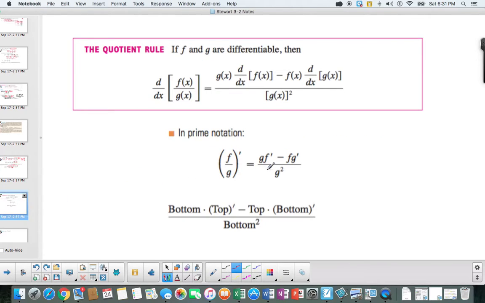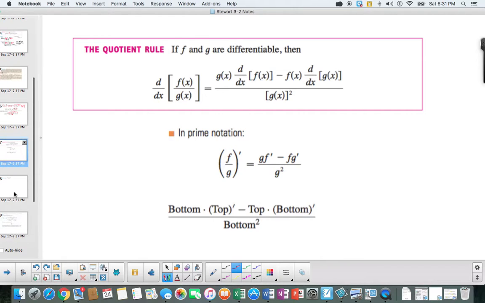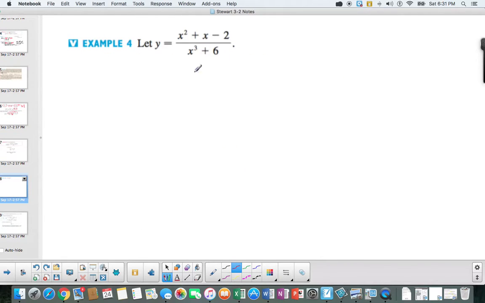Okay, so here's what the quotient rule looks like. It's the denominator times the derivative of the numerator minus the numerator times the derivative of the denominator, all divided by the denominator squared. And in prime notation, it looks like this. And Stewart has given you a hint to maybe use words to help you. Okay, let's go put this in practice.